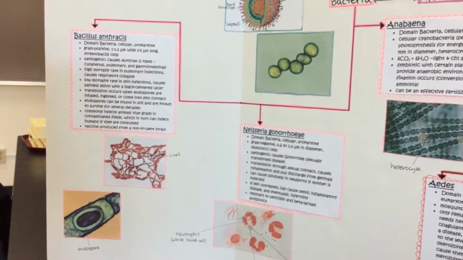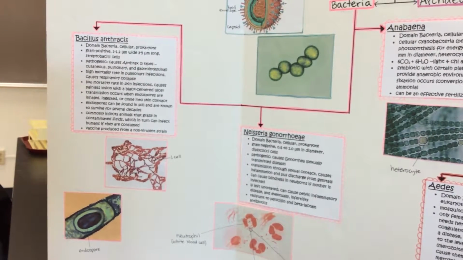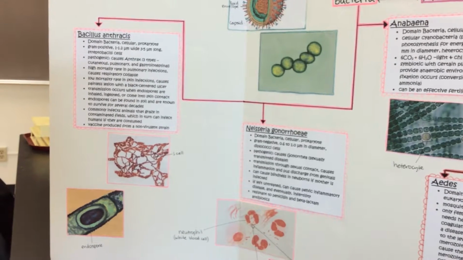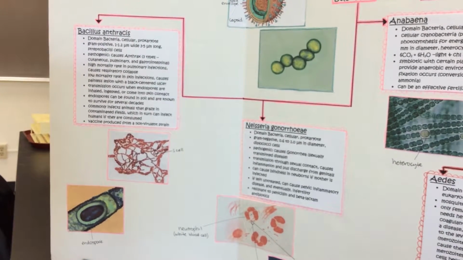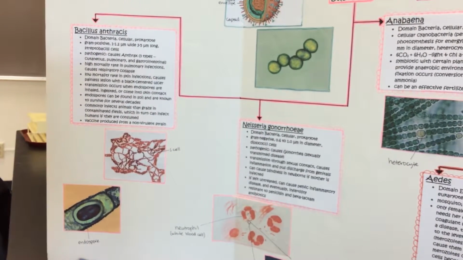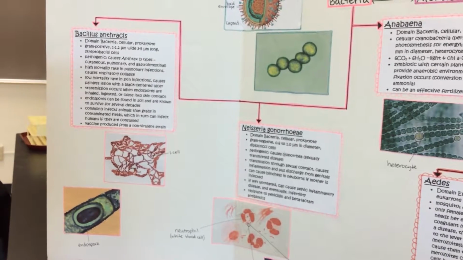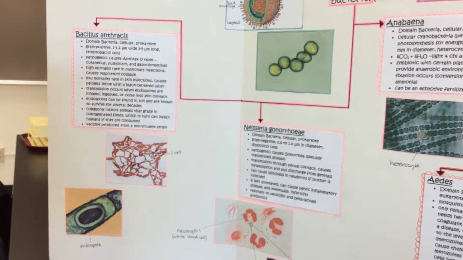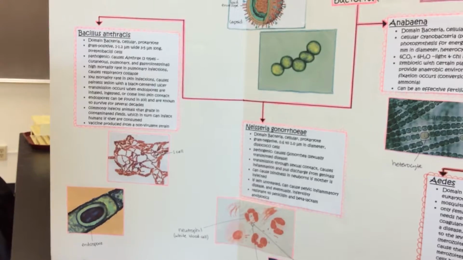If endospores get into a cut in our skin, we can develop cutaneous anthrax. If we were to ingest the anthrax endospores, maybe we're eating meat from an animal that's died of anthrax, then we can develop gastrointestinal anthrax.